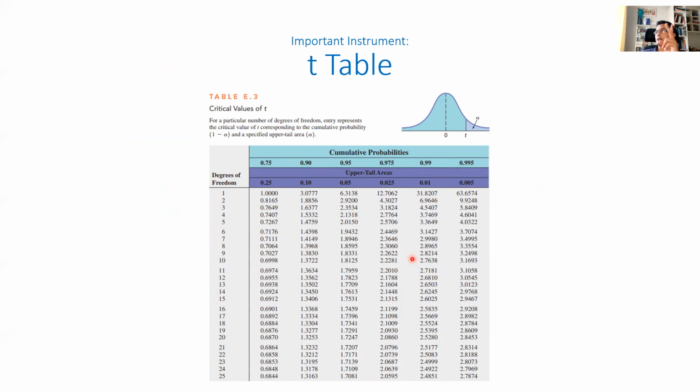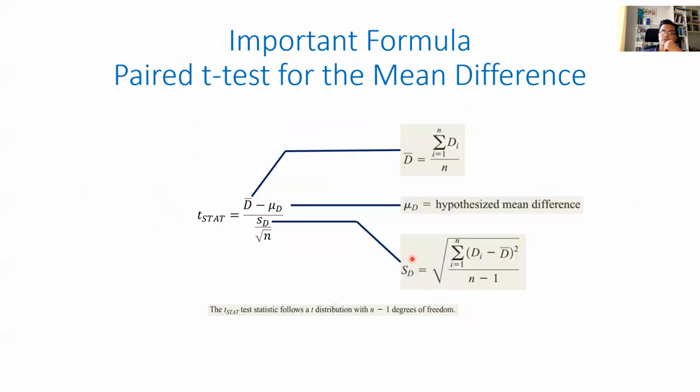In the paired t-test case, we use this formula. The critical value calculation is a function of d bar, which is the average value of the difference between the two populations, then the hypothesized mean difference, the standard deviation of the difference between the two populations, and the number of samples. The sample size, the number of respondents that we are analyzing.